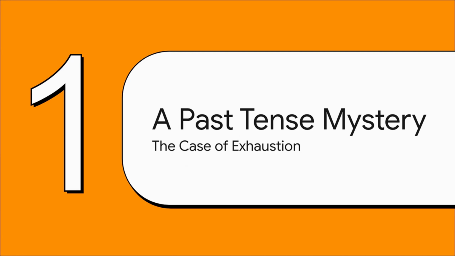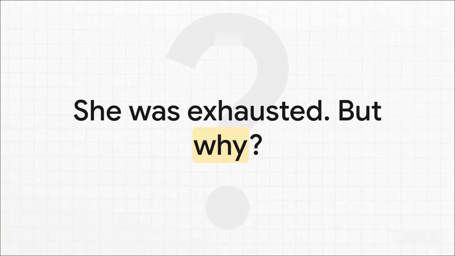To kick things off, let's start with a little mystery. It's a super common situation, but you'll see it's missing a really key piece of information. So here's our scene. She was exhausted. Simple enough, right? But that sentence kind of leaves us hanging, doesn't it? It gives us a result, but it gives us no reason. Why was she so tired? What was going on right before this moment?